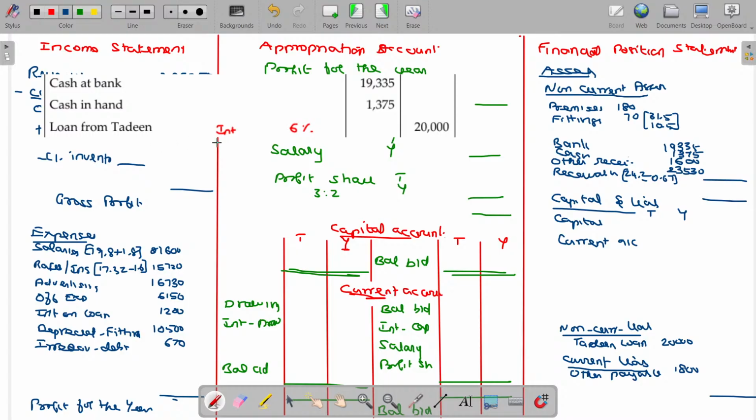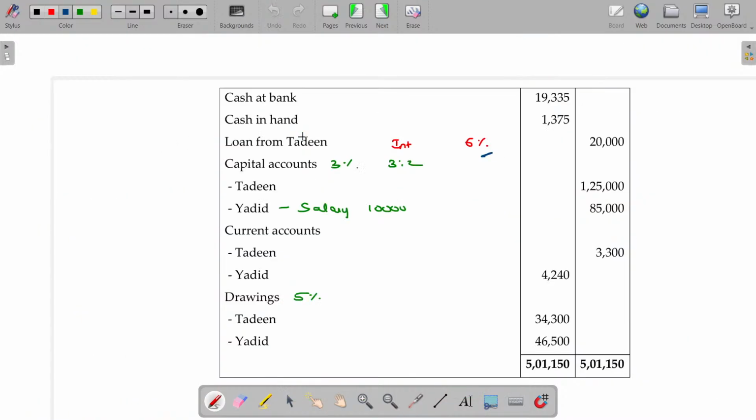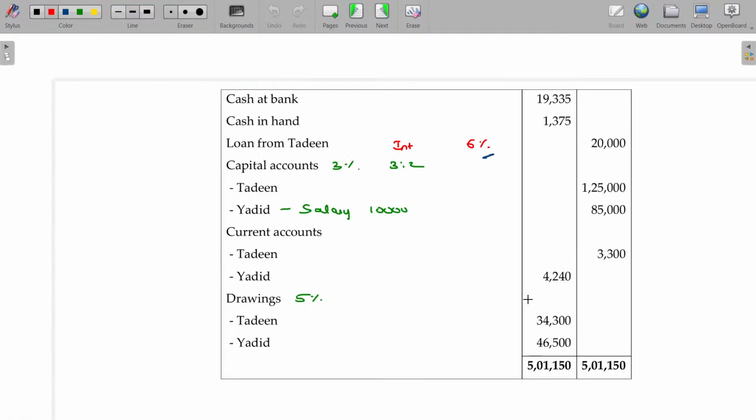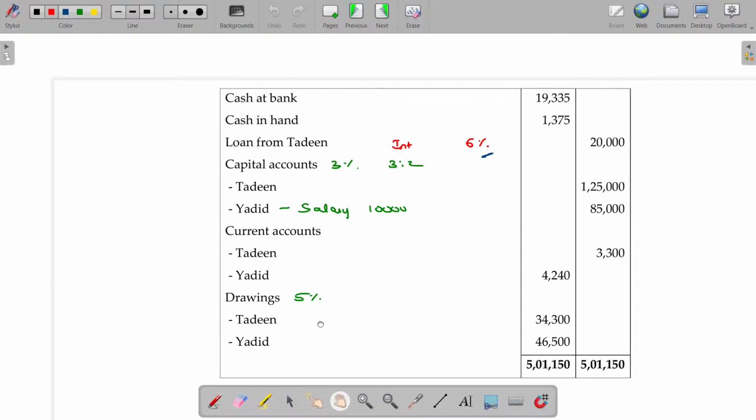The loan from Tadin carries 6% interest. You need not do any adjustments because that 6% is already calculated and included here. We assume that the adjustment is already over. You need not worry about this adjustment now.